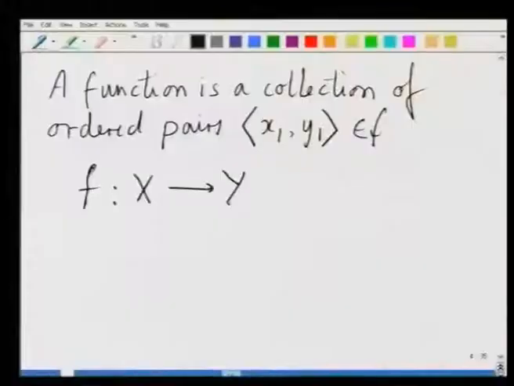Now, it cannot however be any kind of set of ordered pairs. F has to satisfy certain properties, and the properties are as follows. Remember that F is a collection of ordered pairs. The first element of the ordered pair is an element of the set x, the second member of each ordered pair is an element of set y. Now, any particular element of the set x can appear in only one ordered pair. That is an important property of a function.